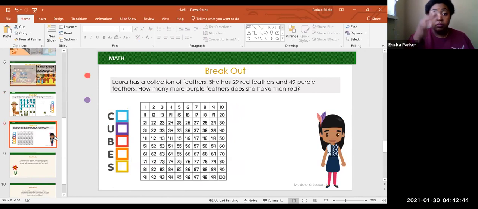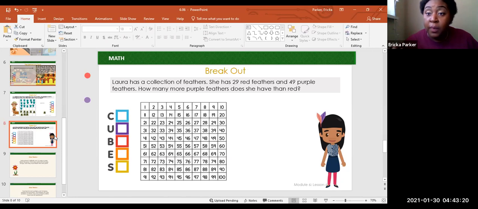So let's take a look here. This is our last problem for this lesson. Laura has a collection of feathers. She had 29 red feathers and 49 purple feathers. How many more purple feathers does she have than red? What kind of problem is this?